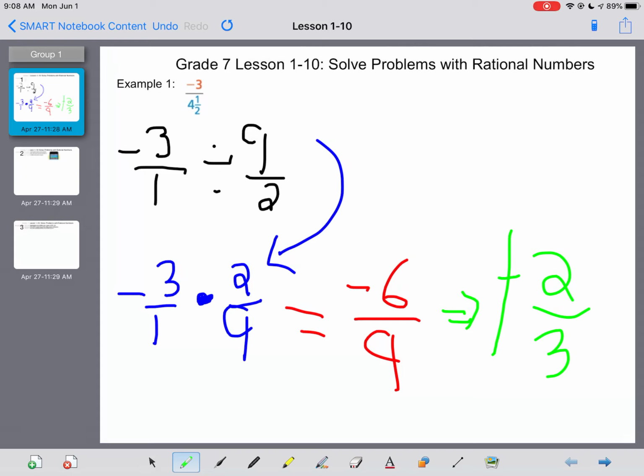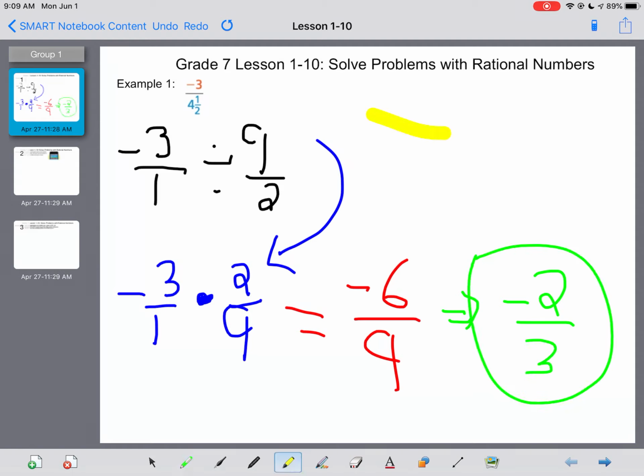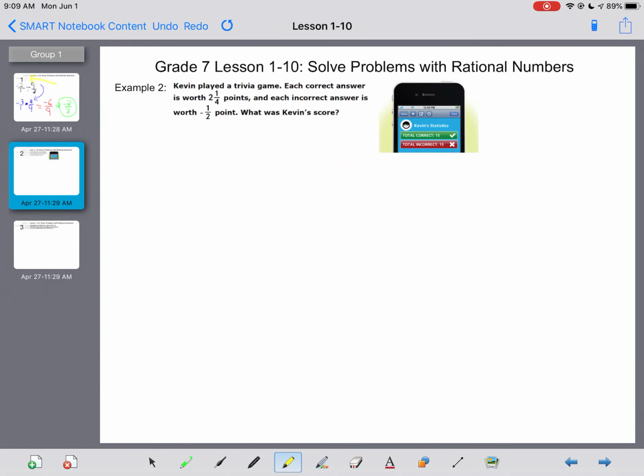And the answer will stay negative because at the beginning of the question, I had a negative divided by a positive, which means the answer is going to be negative. When they're opposite signs for multiplying or dividing, the answer stays negative. If they're the same sign, the answer turns positive. So my answer after dividing is negative 2/3.